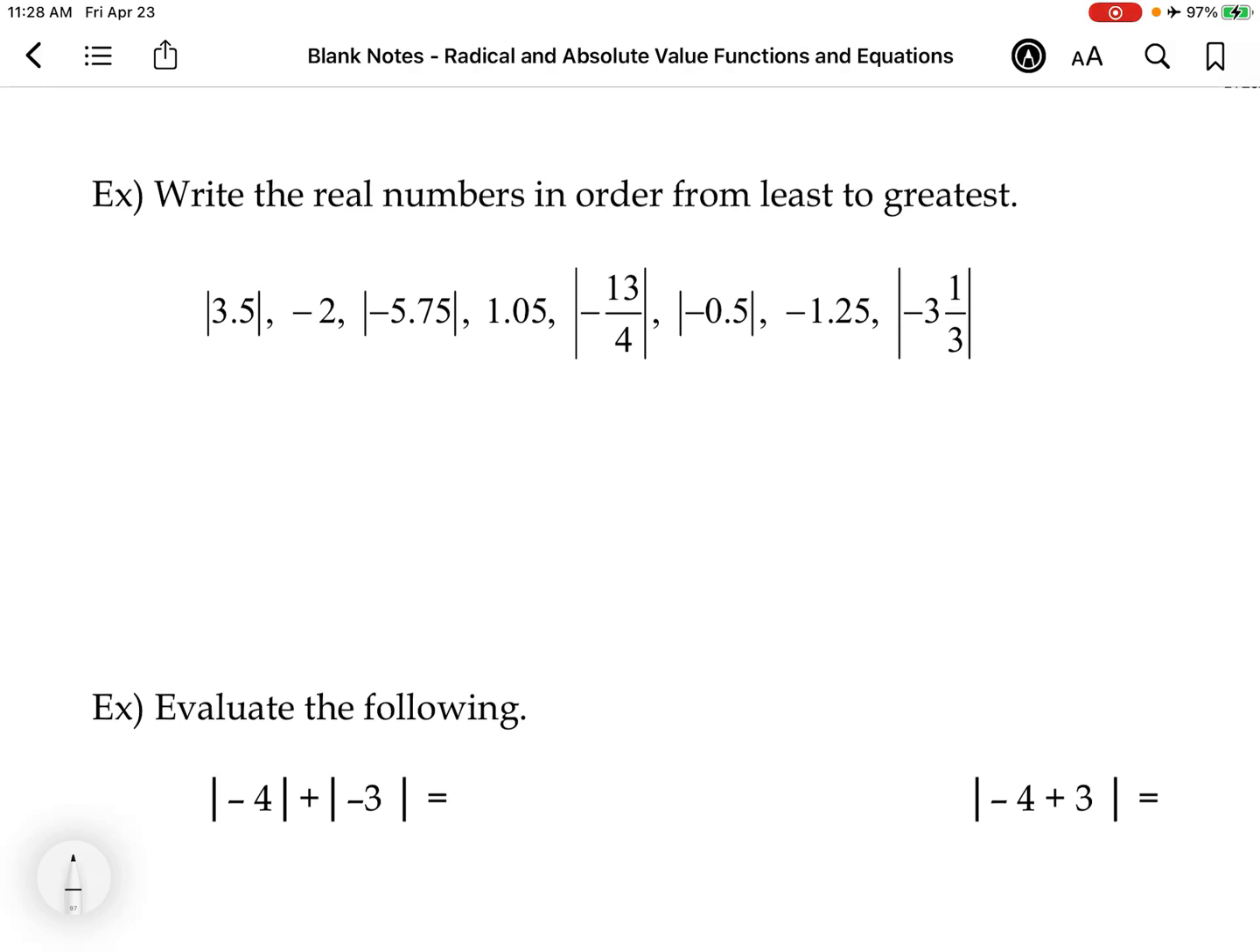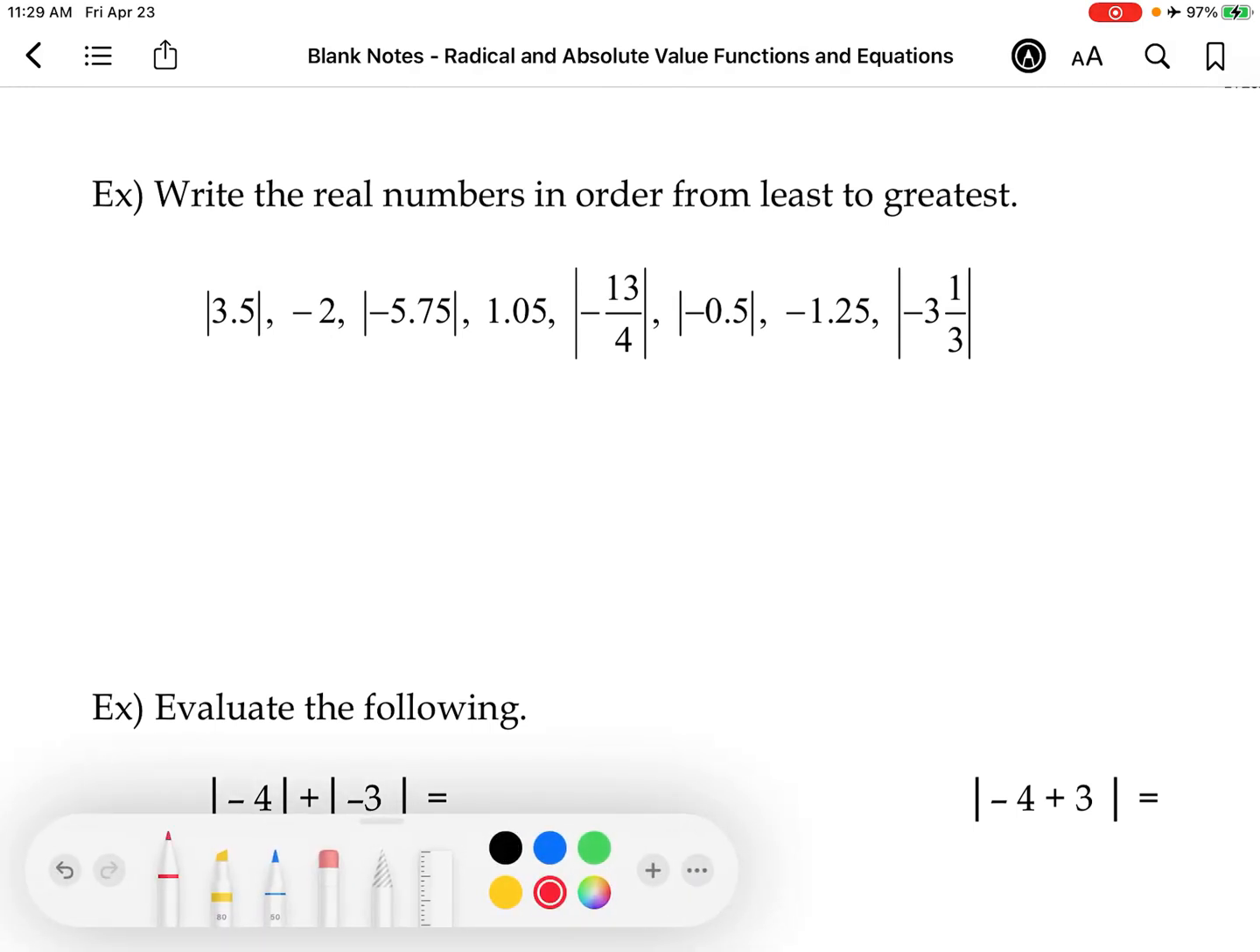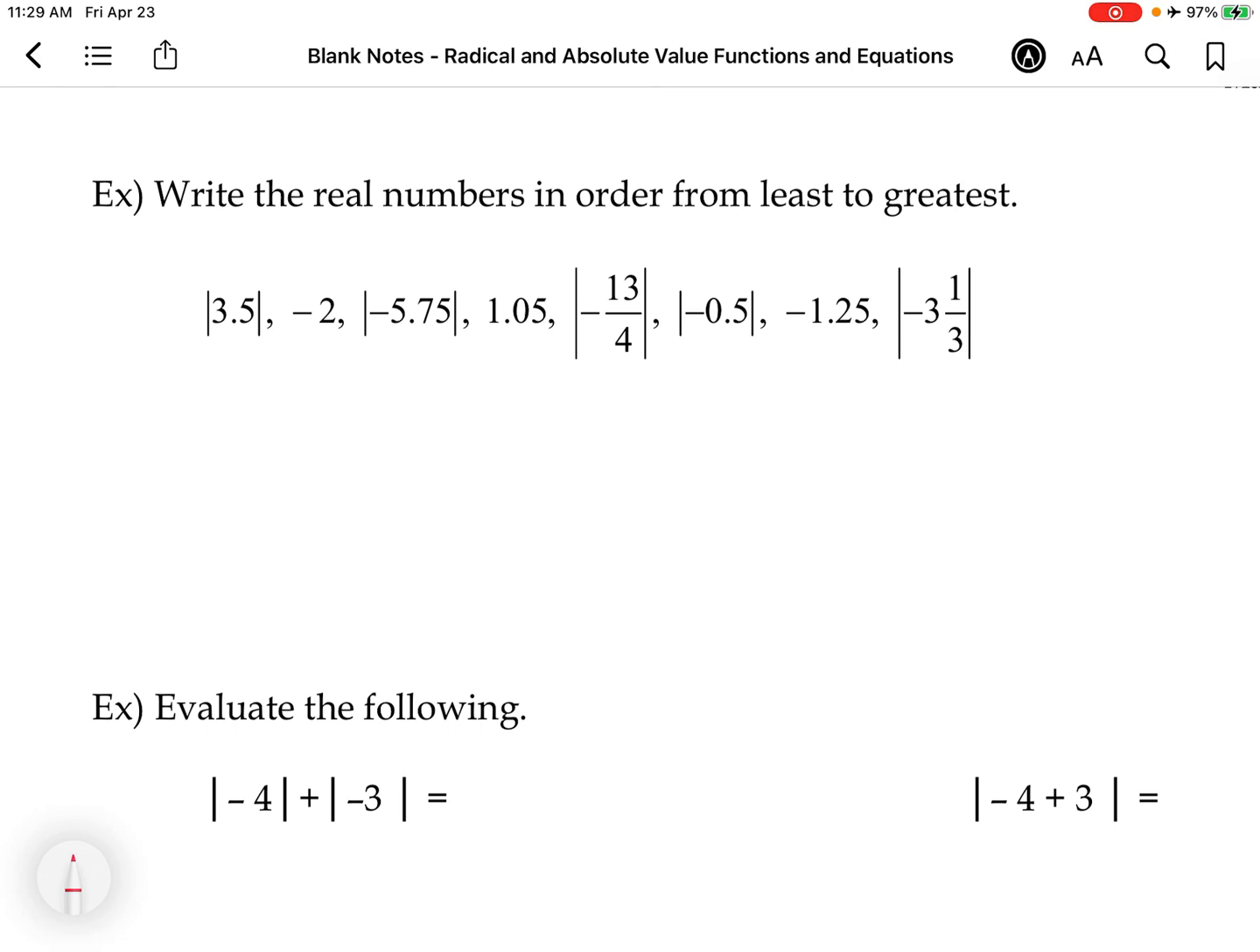Okay, so what is the absolute value of 3.5? It is, and maybe I'll do this in a different color. The absolute value of 3.5 is just 3.5 because 3.5 is a distance of 3.5 from 0. Okay, then we have -2. That's just -2. So I'm just going to rewrite that as -2. The absolute value of -5.75 is positive 5.75, right? -5.75 is a distance of 5.75 from 0.